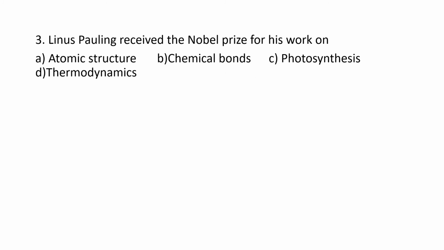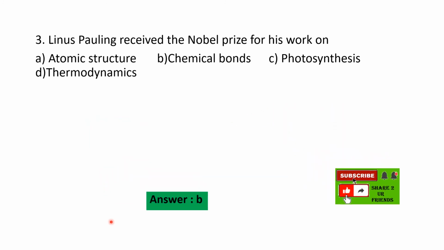So the answer is A. Third question: Linus Pauling received the Nobel Prize for his work. For which work did he get the Nobel Prize? Atomic structure, chemical bonds, photosynthesis, thermodynamics. He got the prize for chemical bonds.